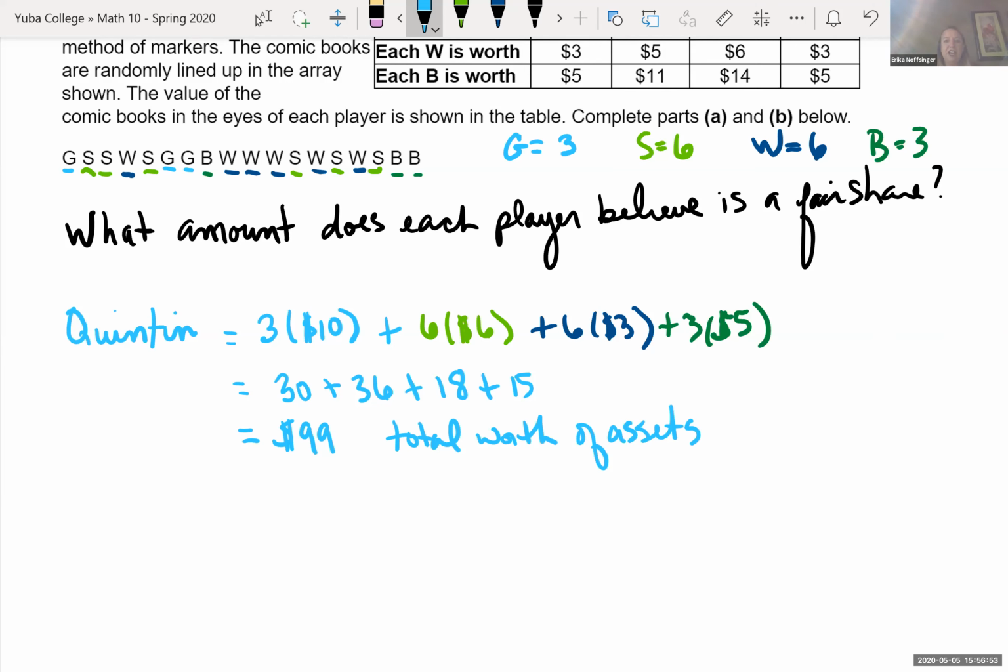But for a fair share, we have to divide amongst how many players there are. So his fair share is equal to the $99, and I believe there were 4 players. So 99 divided by 4. This gets us about $24, or it is equal to $24.75.